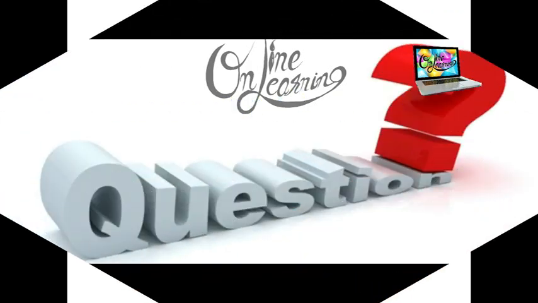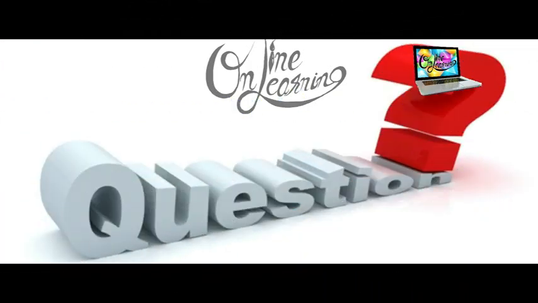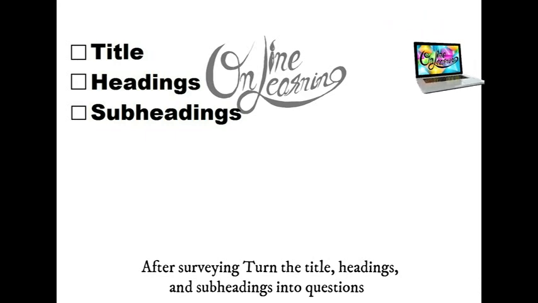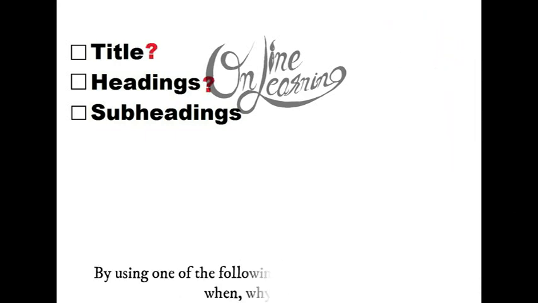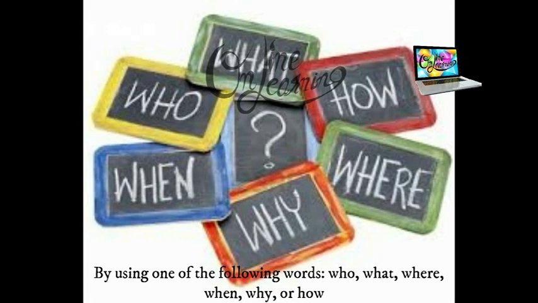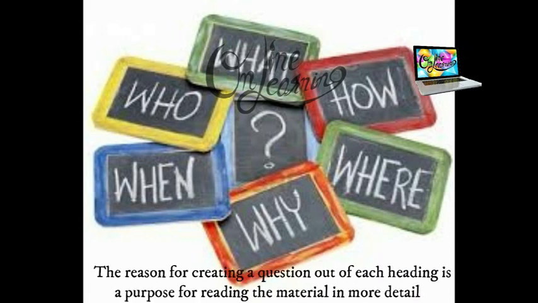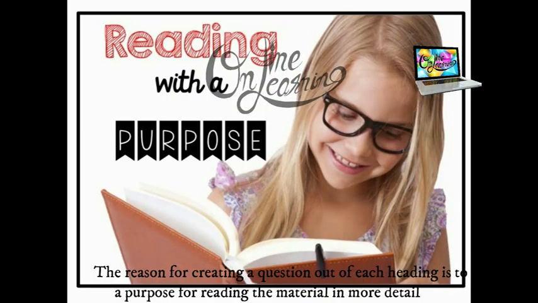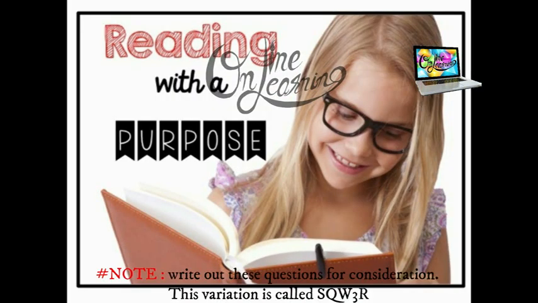Second step is question. After surveying, turn the title, headings, and subheadings into questions by using one of the following words: who, what, where, when, why, or how. The reason for creating a question out of each heading is to set a purpose for reading the material in more detail.